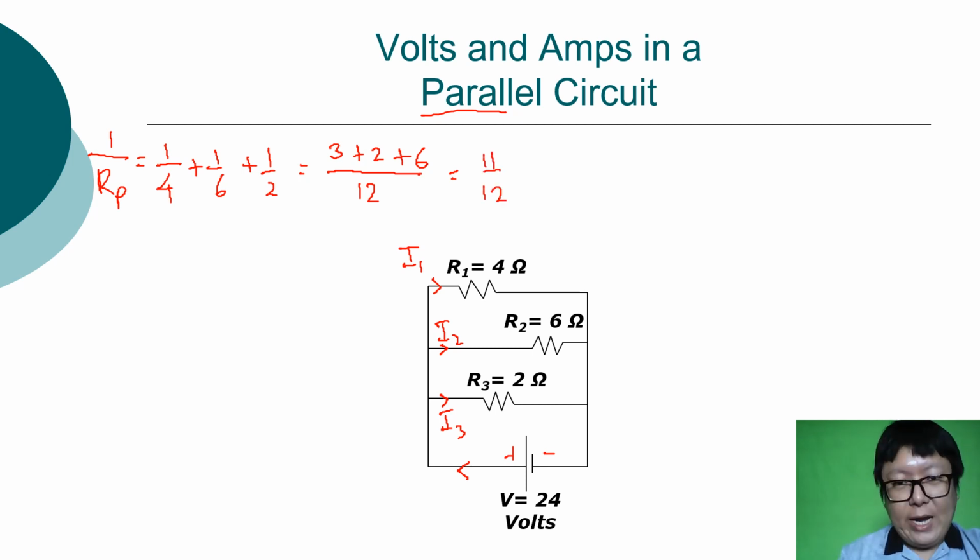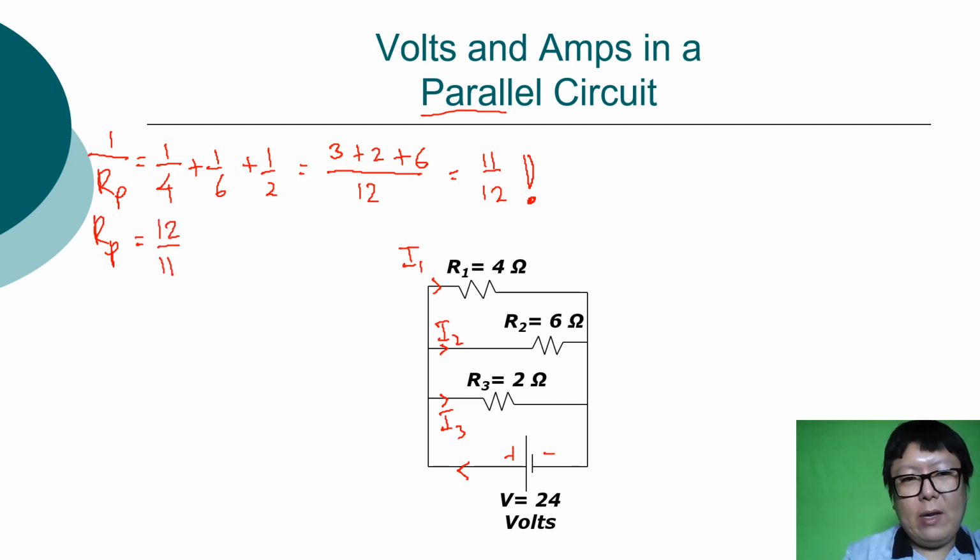But don't forget, guys, warning in here, this is not the answer yet. You have to find the RP. RP you have to turn upside down, become 12 per 11 ohm. This is the most common mistake. I always find students forget to turn it upside down. So don't forget, I've taught you from now.